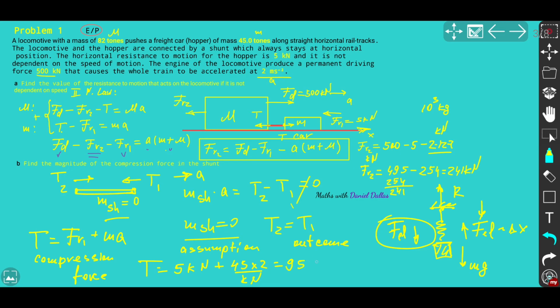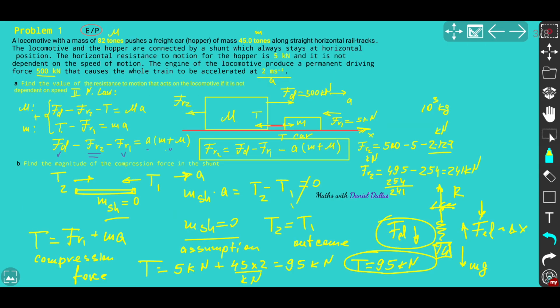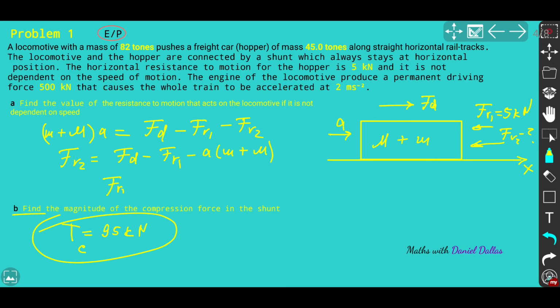Kilonewtons that act on the shunt, due to the fact that it's between the locomotive and the car, and the locomotive acts on the car and pushes it. So finally, we've got the result for the compression force, which in our case becomes 95 kilonewtons. And that's going to be the answer to question B, okay? So I move here and say that finally the compression force, TC, becomes basically 95 kilonewtons. Okay, so I hope you got it. And I would like to set up the result: FR2, 241 kilonewtons.